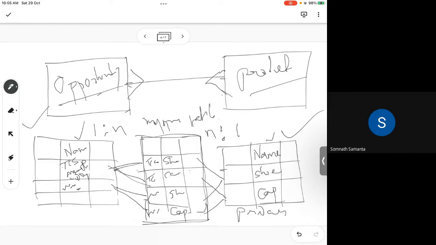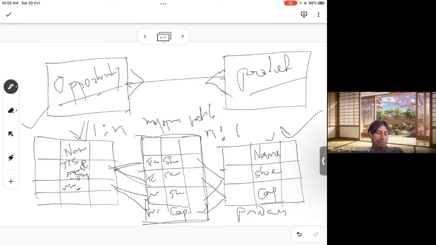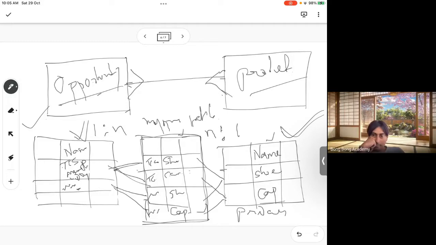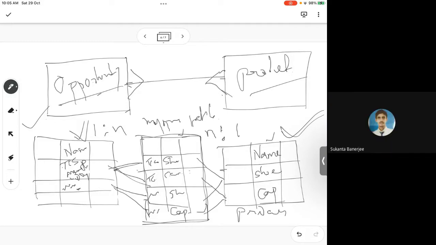The quantity of the product. Where will you store the quantity? This table, or this table? Mapping table. Why? Because here we can see clearly the specification of how much product we have to buy from TCS, how much from Wipro.